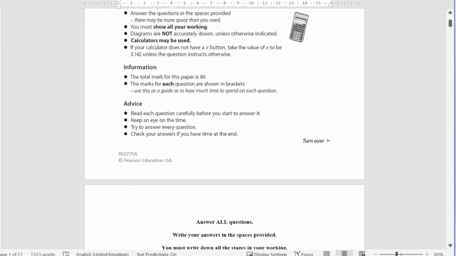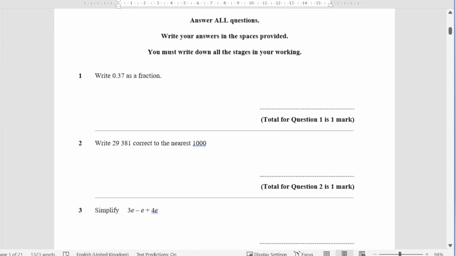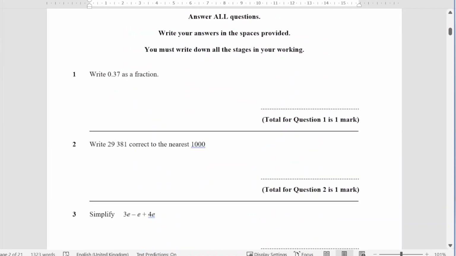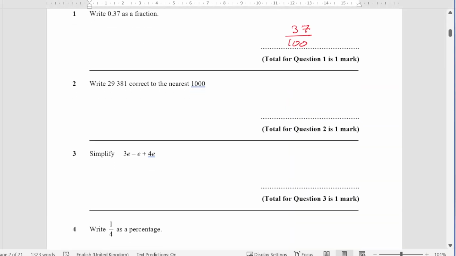Okay then, so we'll crack straight on with question one. Write as a fraction. So this is a calculator paper, but we shouldn't really need a calculator for this. This is just 37 out of 100. Write 29,381 correct to the nearest thousand. So we're going to this digit here, so that is 29,000. If the hundreds digit was a 5 or more, I would be rounding it up.